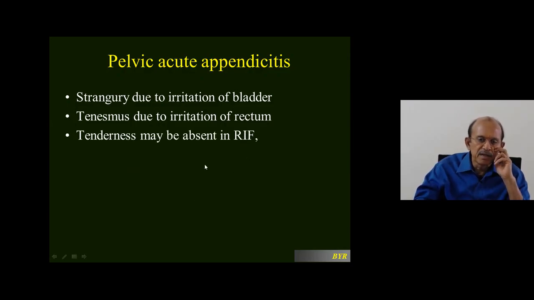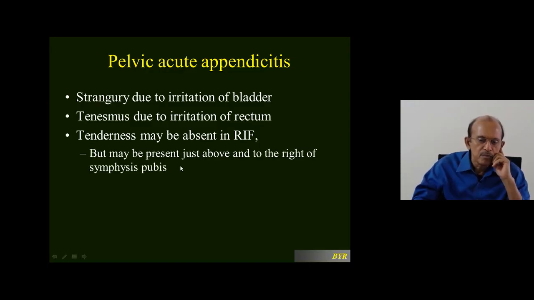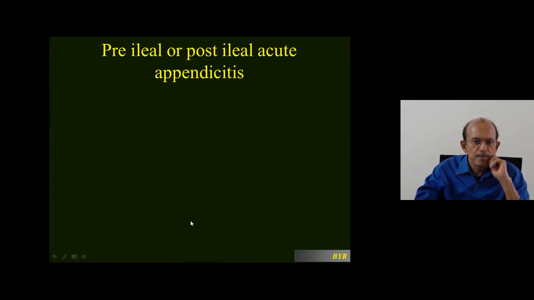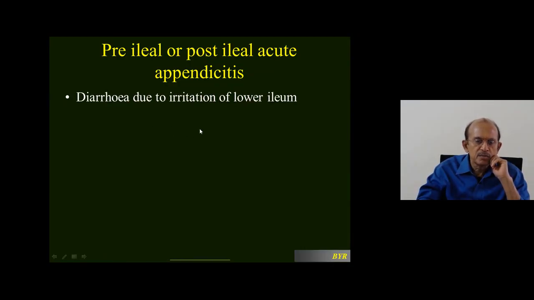Tenderness may be absent in the right iliac fossa, but may be present just above and to the right of the symphysis pubis. If you do a digital rectal examination or Cope's test, that is the obturator internus test, then you will elicit tenderness. In pre-ileal or post-ileal acute appendicitis, there will be diarrhea due to irritation of the lower ileum.